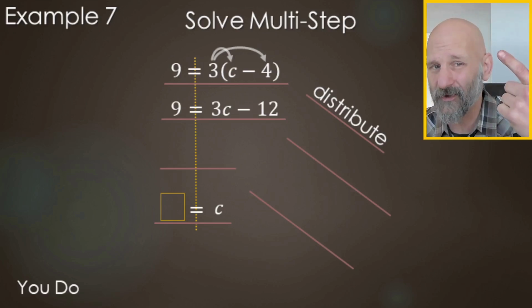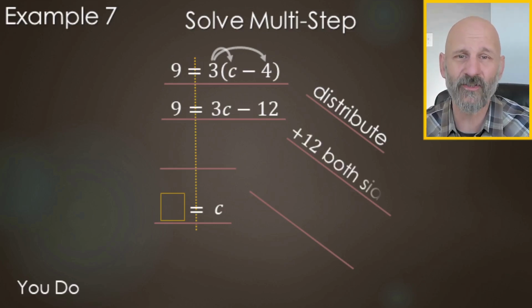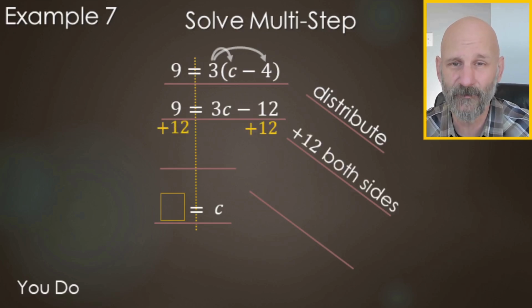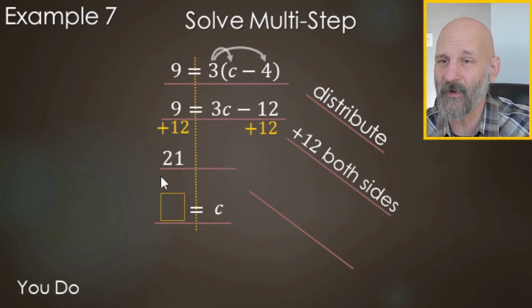First undo the add or subtract, then undo the multiply or divide there. So we want to undo the minus 12 with a plus 12 to both sides. So now on the left-hand side, we have 9 plus 12. That's going to be 21 equals, and then 3c here, and then this just makes minus 12 plus 12 equal 0, so it's just 3c there.